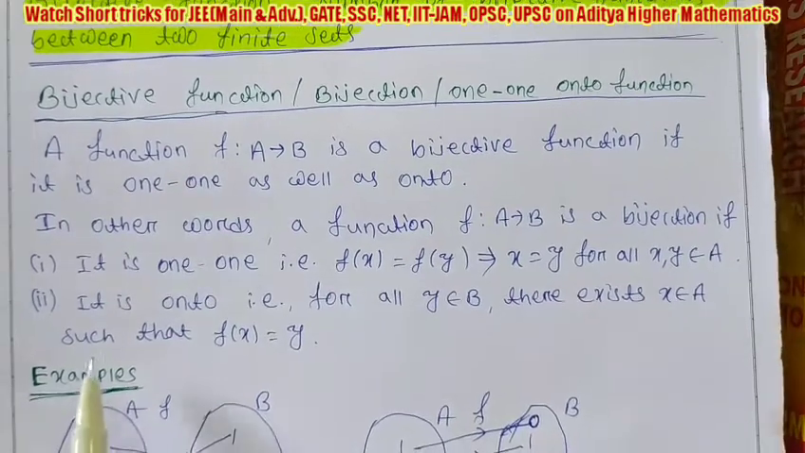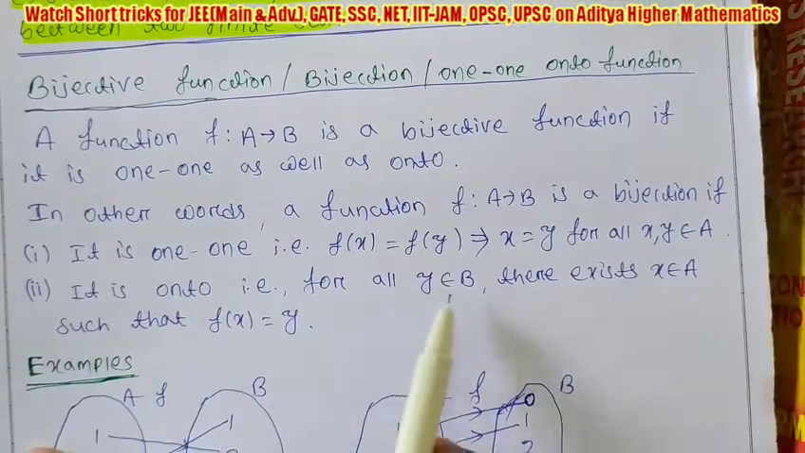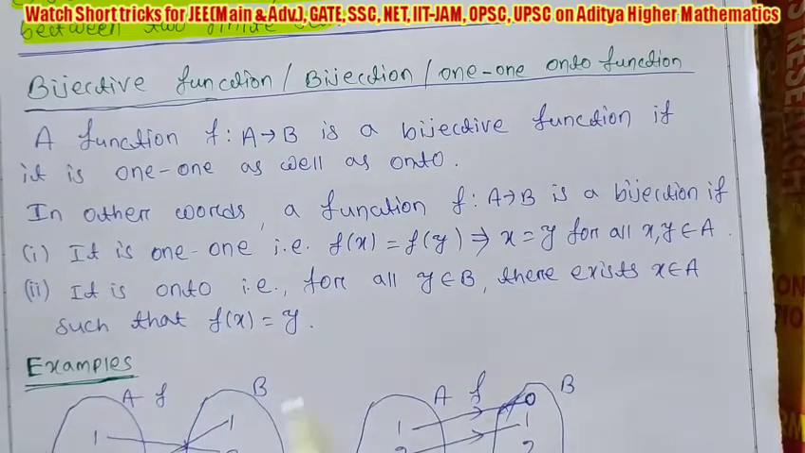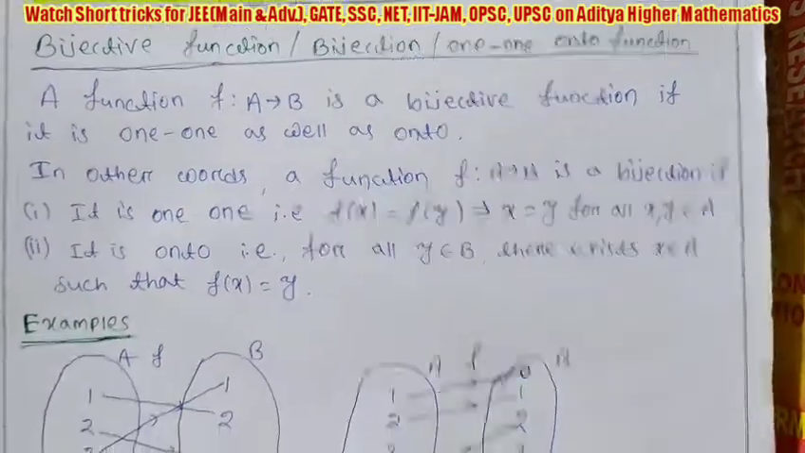And the second condition is onto. For all y belongs to B, there exists x belongs to A such that f(x) equal to y. That means every element in the codomain has a pre-image. And also I made one video about how to check onto functions and how many onto functions between finite sets. You can watch these short tricks to improve your problem solving skill.